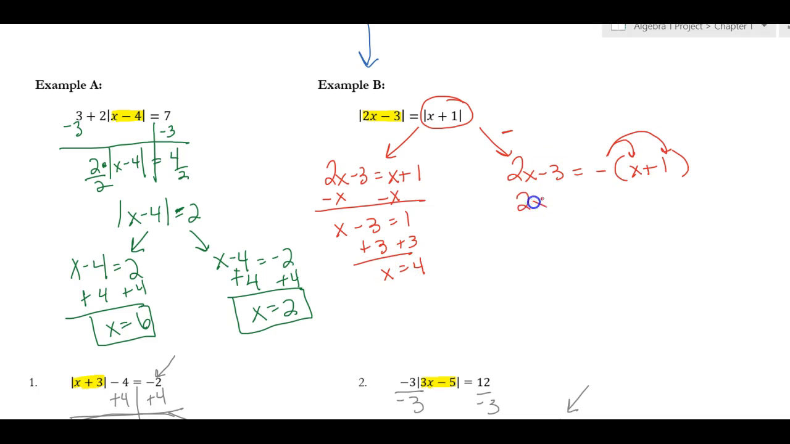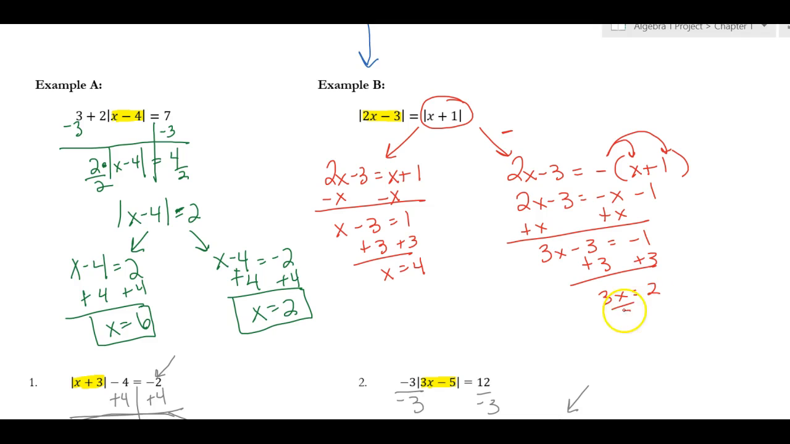Over here, I had to distribute that negative 1, so I get negative x minus 1. I'm going to add x to both sides, and I get 3x minus 3 is equal to negative 1. Add 3, so 3x is 2, and divide by 3. So x is 2/3. So it's not exactly pretty, but it works.